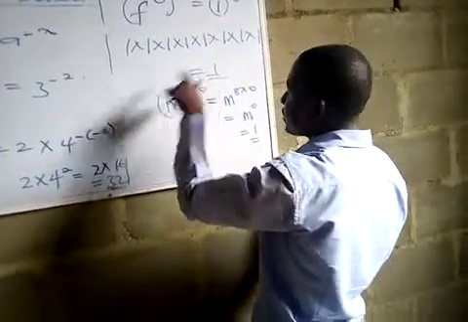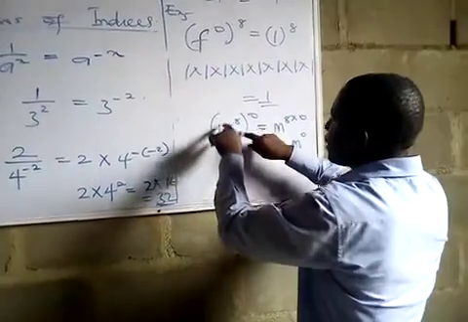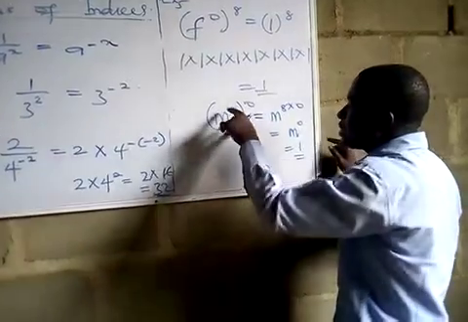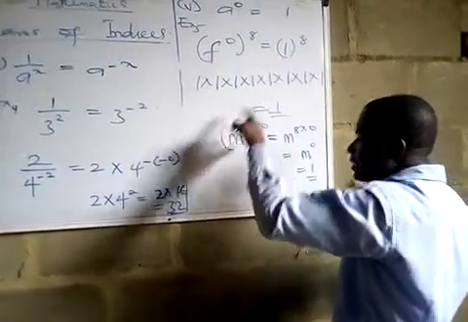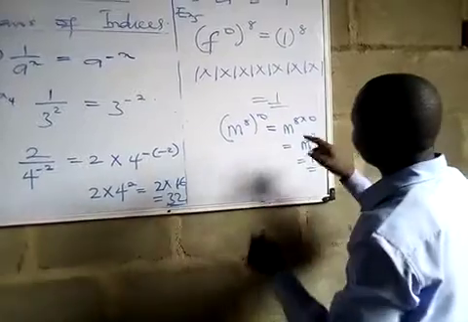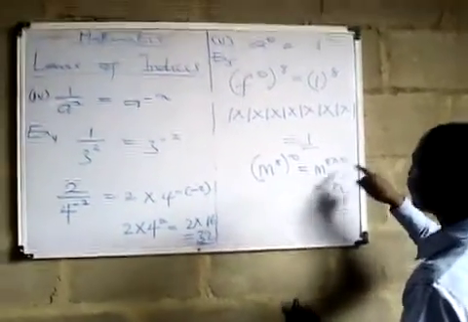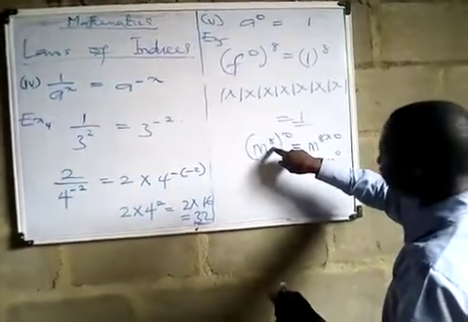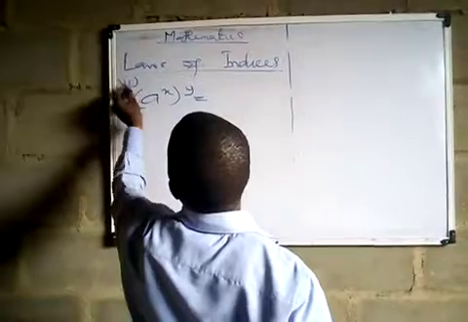So this is still under anything raised to the power of 0. We say m raised to the power of 8, raised to the power of 0. Everything is still under 0, and anything raised to the power of 0 is 1. If you use the alternative method, m to the power of 8 times 0 gives us m to the power of 0, which is 1.